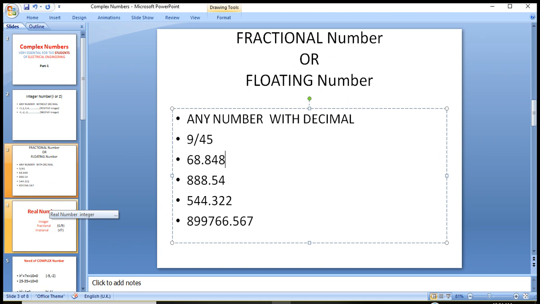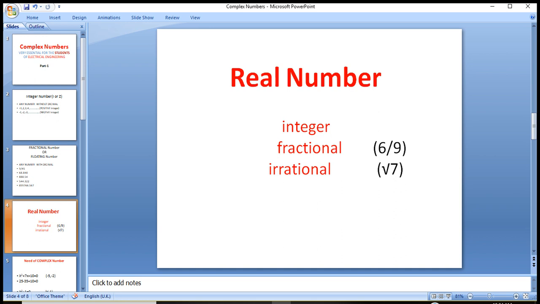So now we come to real numbers. Real numbers are made up of integer or fractional or irrational numbers. A real number may be an integer number, may be a fractional number in the form of P upon Q, or maybe an irrational number. I hope these numbers are clear to you.